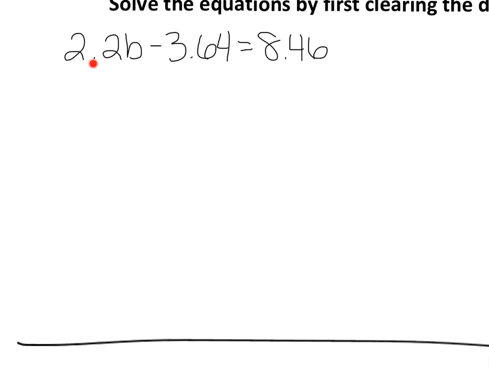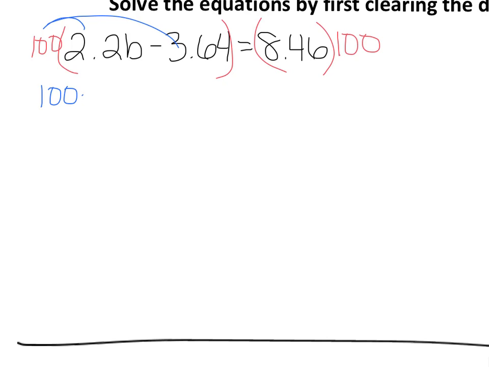So I see here 2.2, there's just one decimal place. But I see that 3.64 has 2 decimal places, and the same thing here with 8.46. Since I have some numbers that have 2 decimal places, I'm going to multiply both sides of my equation by 100. Because whenever I multiply a number by 100, it moves the decimal 2 places to the right. Just like with the fractions, I have to distribute that 100 to everything inside that set of parentheses.